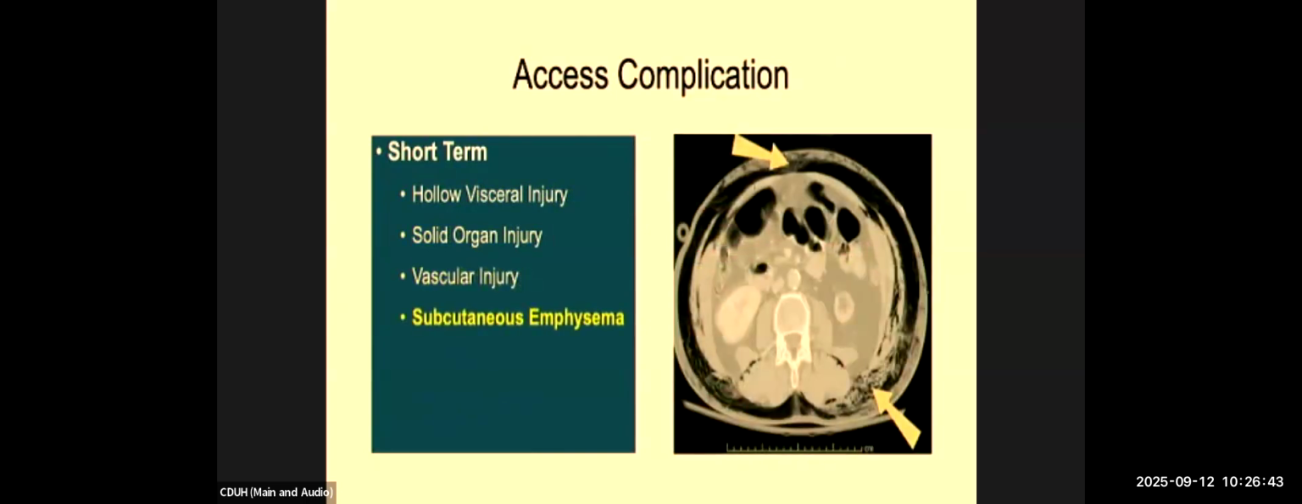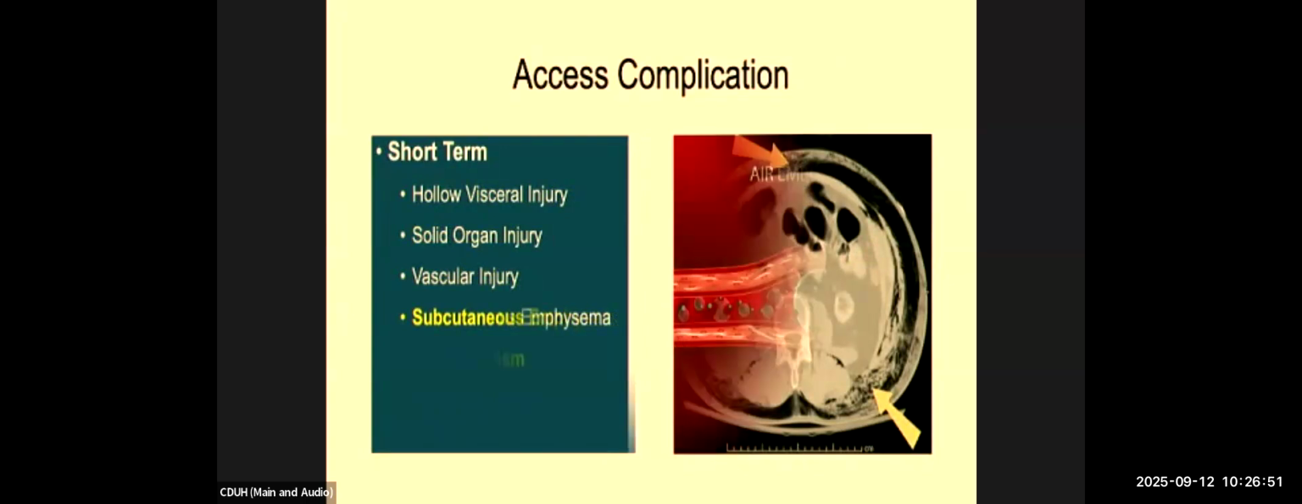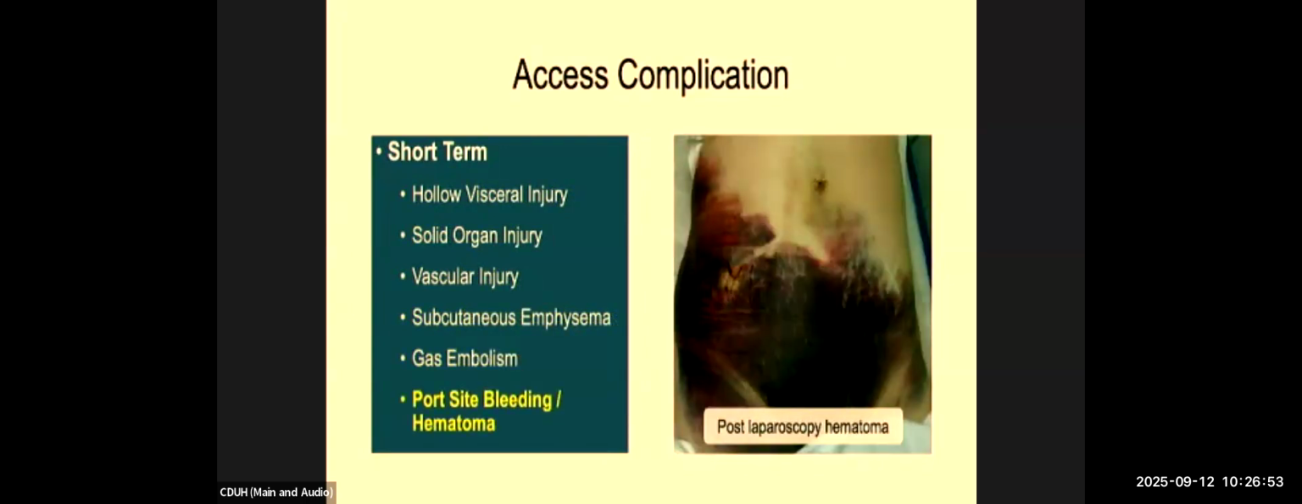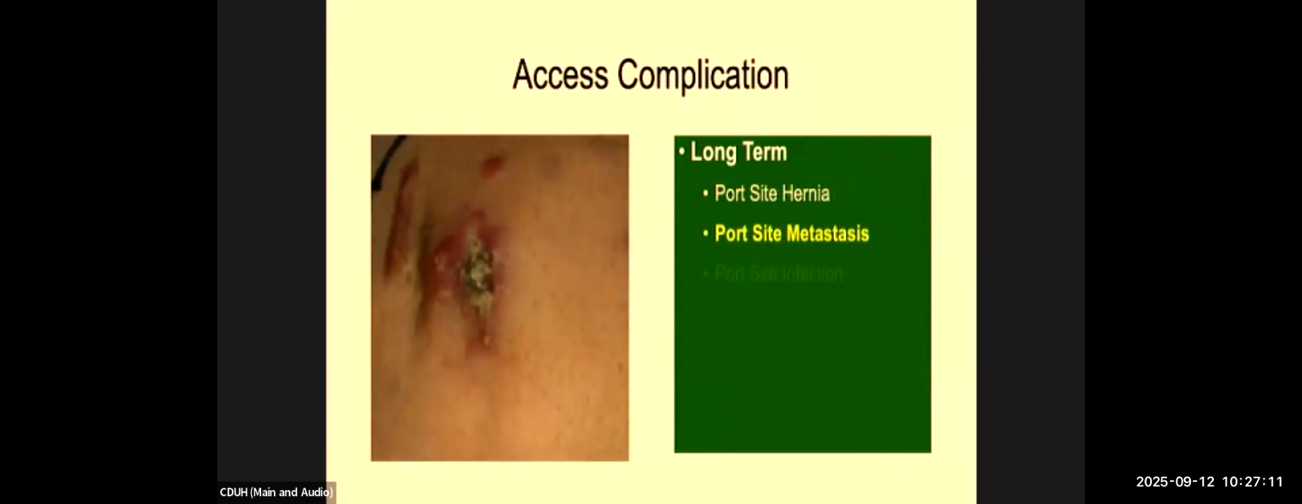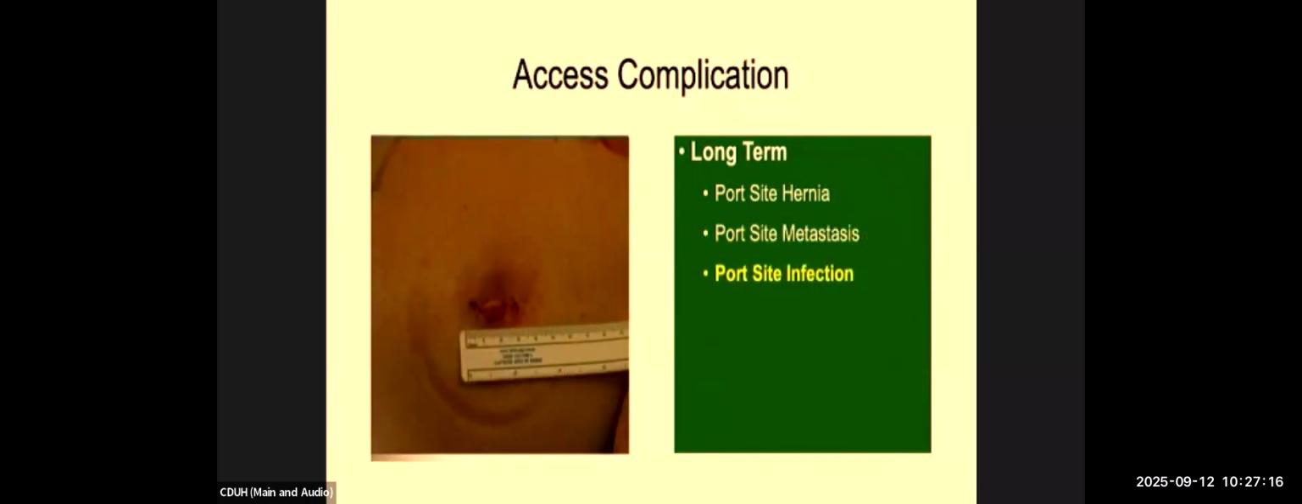Next, vascular injury. You can also have subcutaneous emphysema if the port is not inserted in the proper desired space, followed by gas embolism. Lastly is port site bleeding and hematoma. This usually happens when you injure the inferior epigastric artery. You can see the hematoma is all over the abdomen. Next, long-term complications include port site hernia, port site metastasis for cancer cases, but it is very, very rare. And lastly is port site infection.